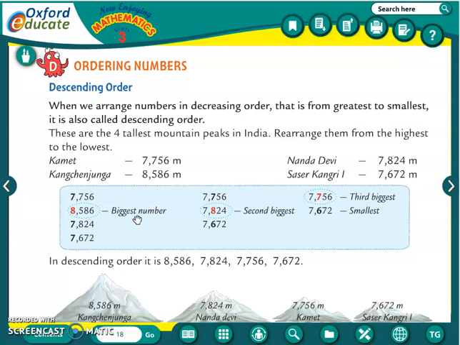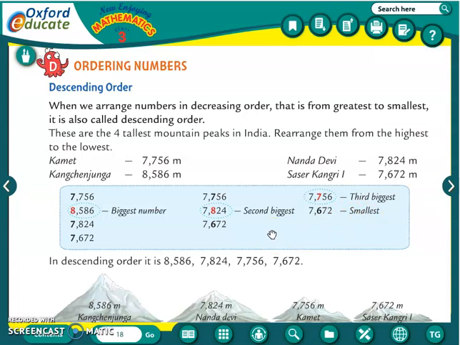What is it? In the hundreds place there are 7, 5, 8 and 6. So once again 8 is bigger in all the places at hundreds. So the second biggest number is 7824. And then afterward, after 7 at the hundreds place, one more number is there, 7756. So that will be the third biggest number, and the last number, that is 7672, that is the smallest.